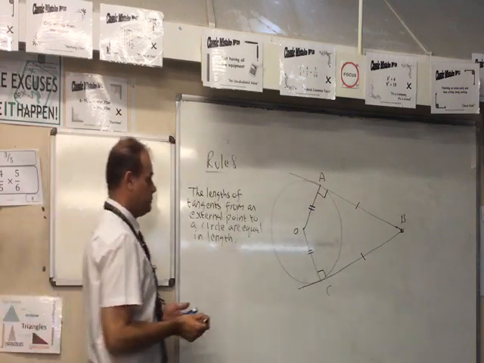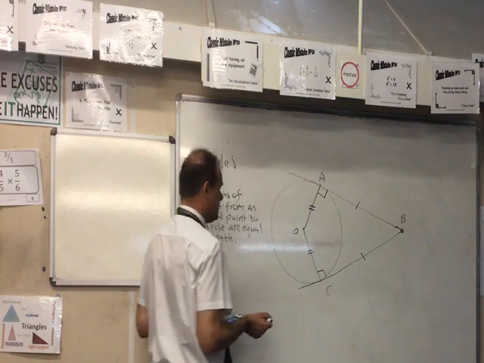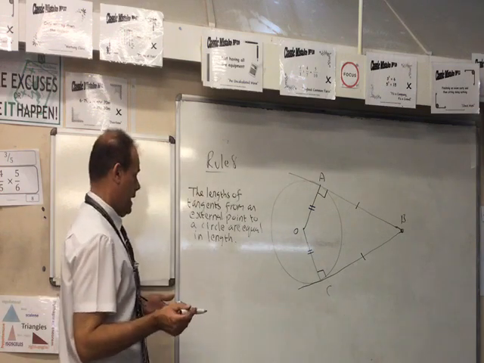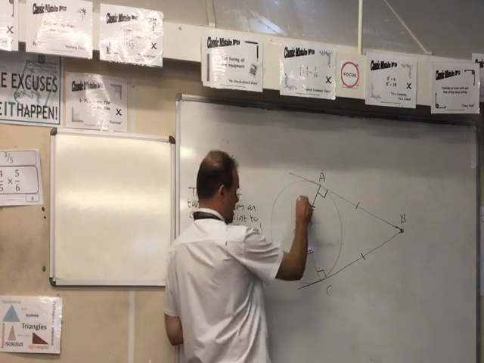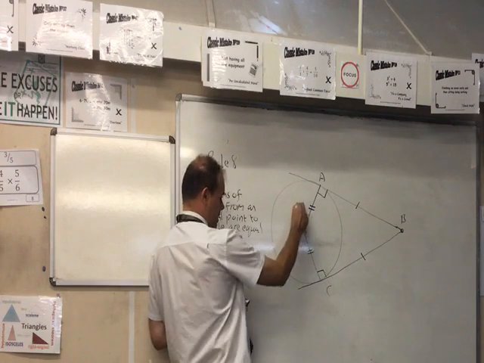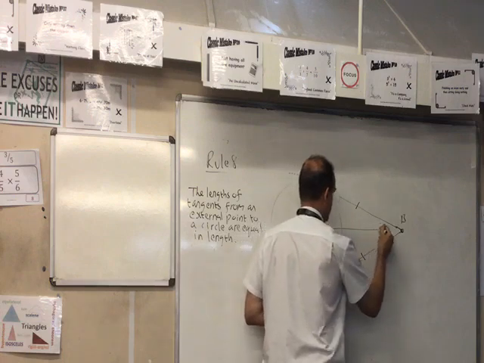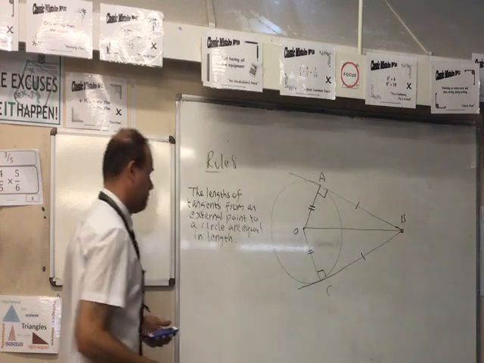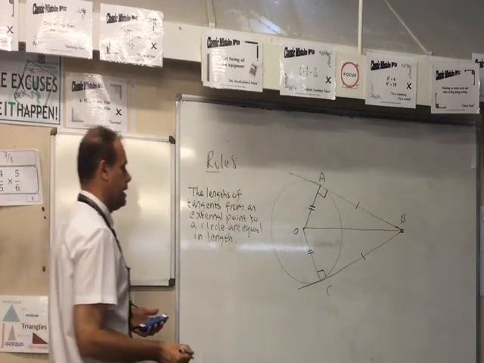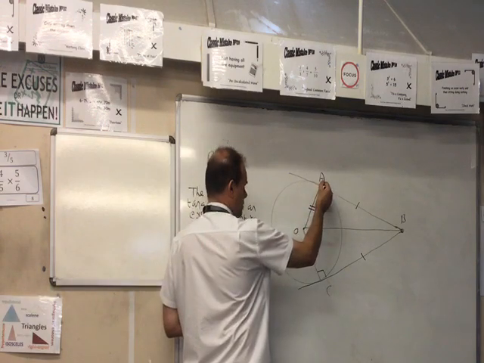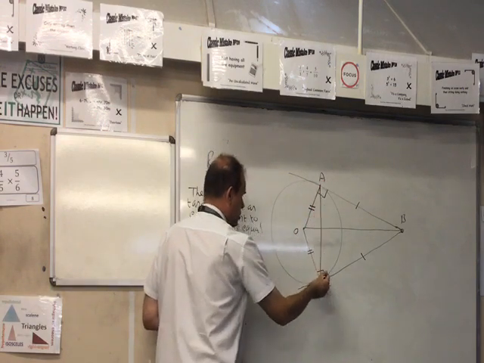Now, a kite has a line of symmetry here. Adjacent means next to, and adjacent sides are equal. So this line going down here is actually a line of symmetry. Actually, we can go a bit further than that, because what I could draw on here is I could go A to C and draw a chord.